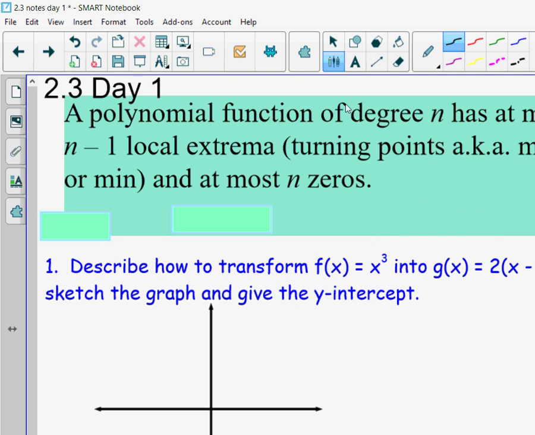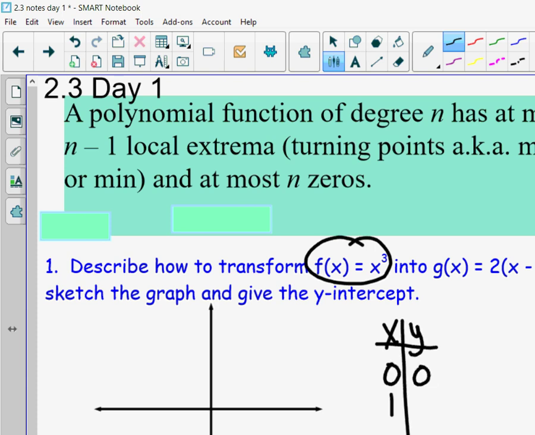Okay? So the first one here says, describe how to transform the graph of x cubed into 2 times (x minus 3) cubed, and then sketch the graph and the given y-intercept. And so, first of all, if you just graph y equals x cubed, think about what happens with that graph. That's an odd function. When you plug in 0, you get 0. When you plug in 1, you get 1. When you plug in 2, though, 2 to the third is 8. And so this graph goes up really quickly, right?